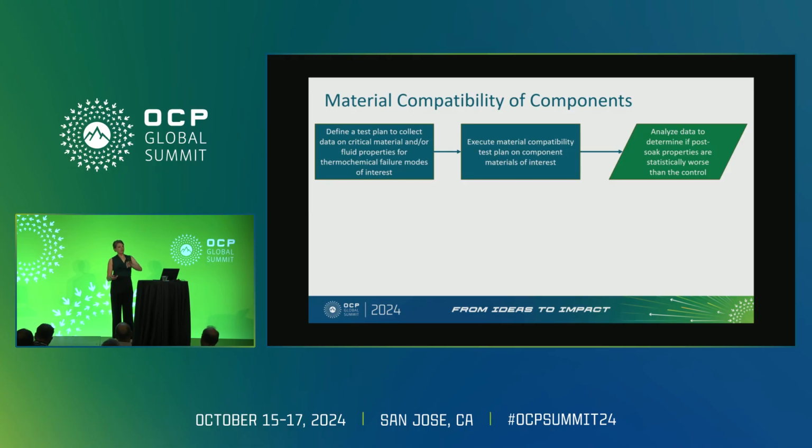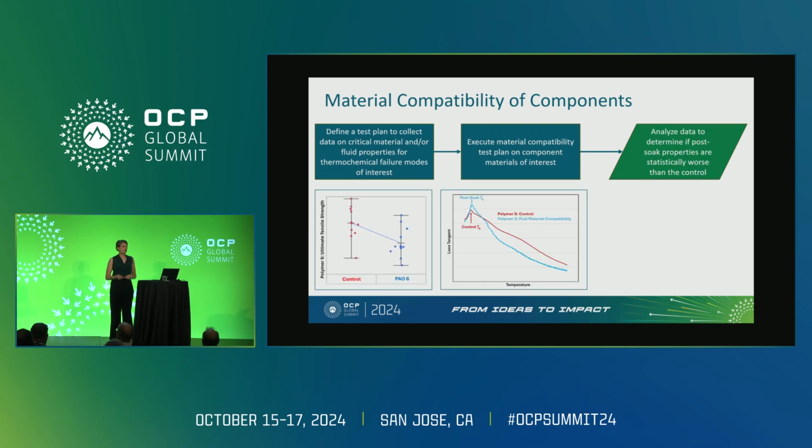So again, looking at this property, what are the critical material property functions within that package? We specifically did a test plan looking for those specific failure modes. We executed the material compatibility, and then we analyzed the data to determine if the post-soak properties were statistically worse than our control baseline. So when we did this testing, and this is our actual data, by the way, on this specific polymer material, we had our control baseline, and we had our POW 6 baseline.